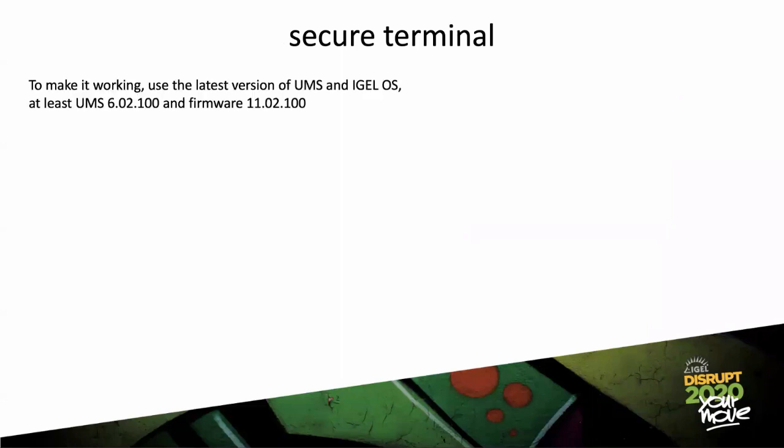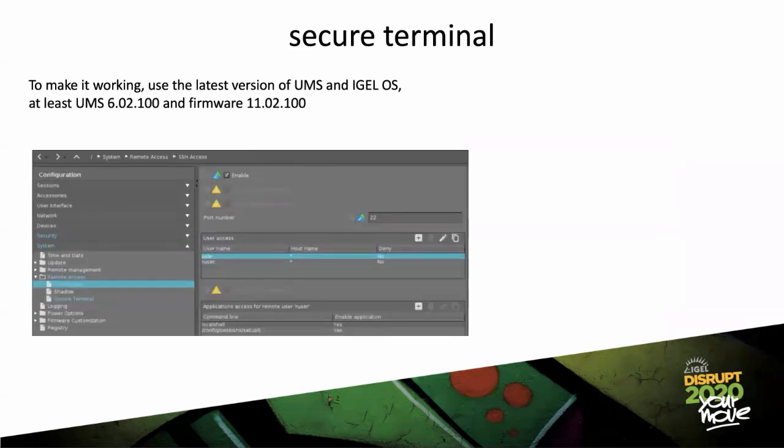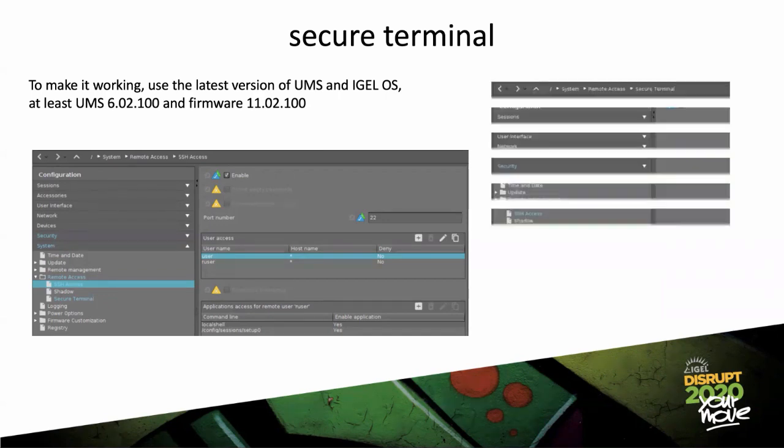And the second feature, which is available also now via ICG, is secure terminal. Of course, here the same requirements regarding the UMS and ICG, and two pictures for the configuration. So the configuration is also under system remote access, but in the part SSH access, you have to enable the port number, and that's almost it.